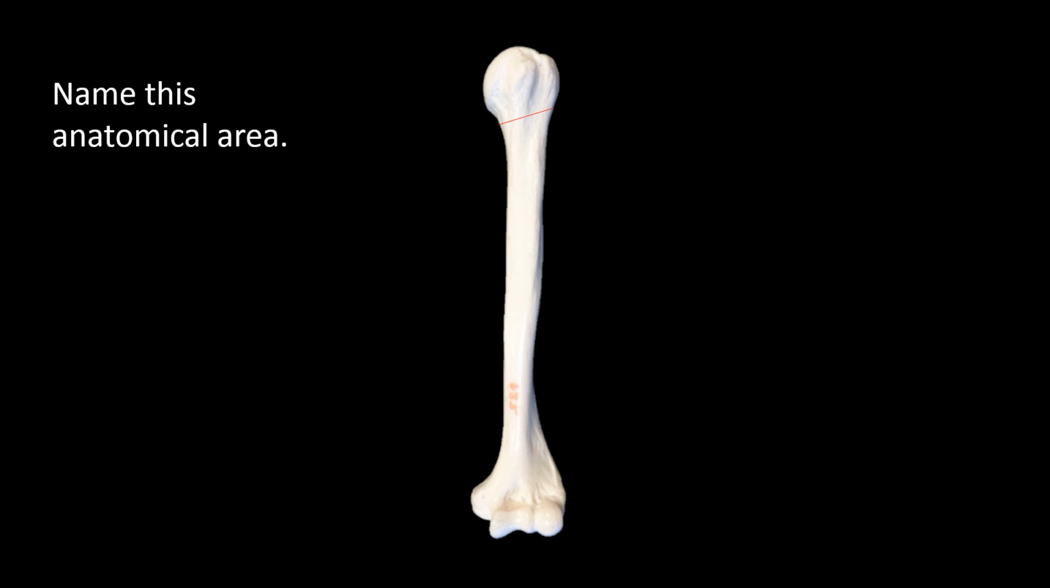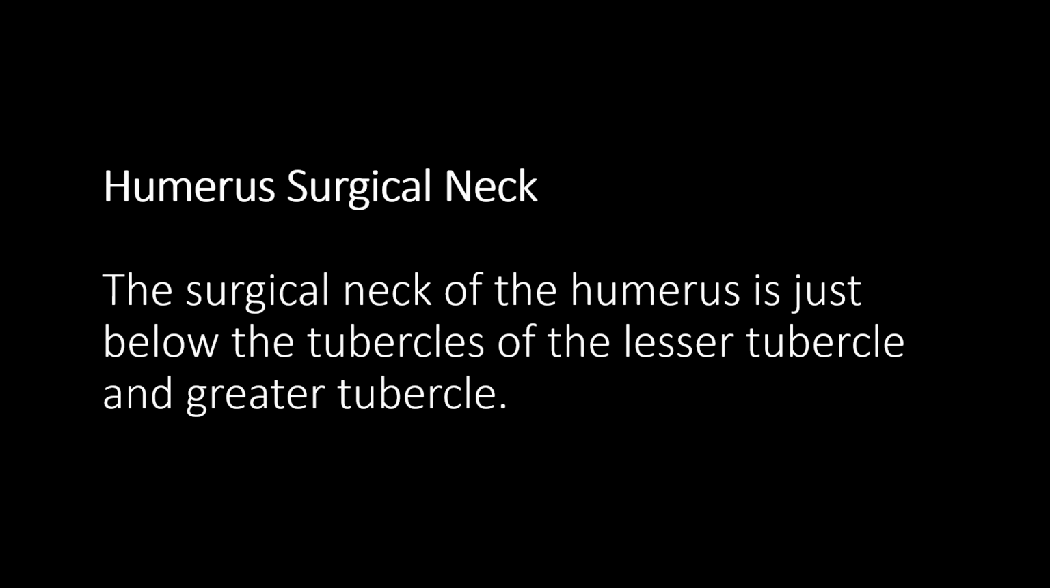Name this anatomical area. Humerus surgical neck. The surgical neck of the humerus is just below the tubercles, the lesser tubercle and greater tubercle.